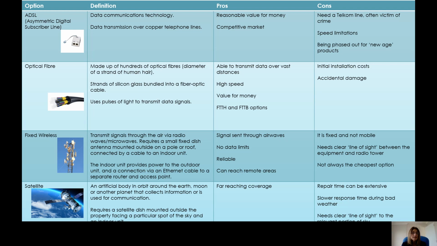The advantage is the signal is sent through airwaves. There's not generally any data limits. It's pretty reliable, and you can reach really remote areas, which is great.